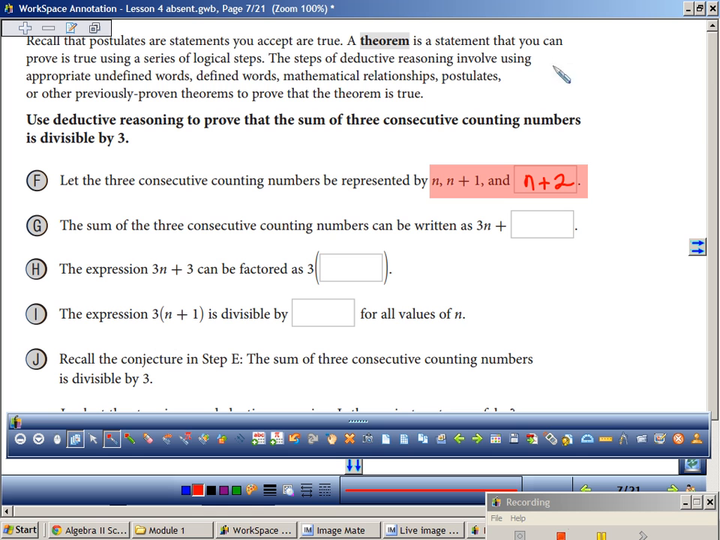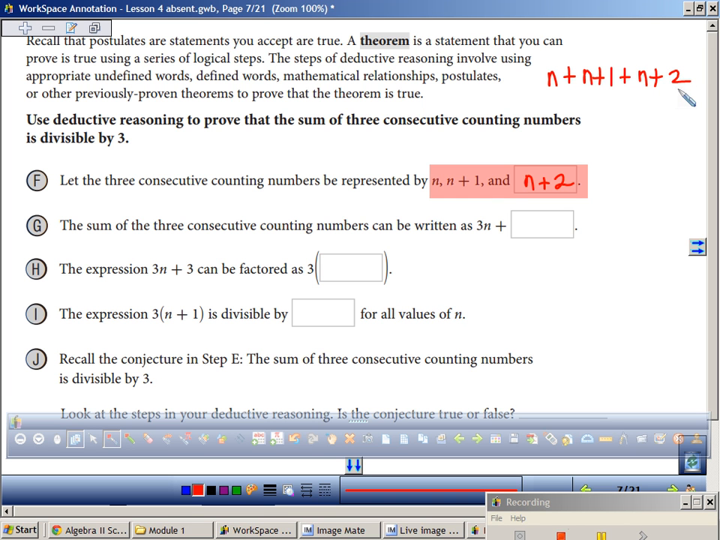Can't I write that as n plus 1 plus n plus 2? Isn't that writing them all together? How many n's do I have? 3. What else is left over? 3. So this is equal to 3n plus 3.